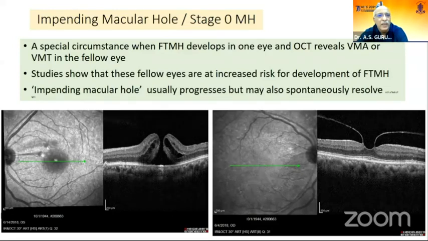Special circumstances where FTMH develops in one eye and OCT shows VMA or VMT in the fellow eye. So this is an example. The same patient which I showed as a small hole. This is the same patient who had a stage 0 or an impending macular hole in the other eye. Studies show that these fellow eyes are at increased risk for development of this macular hole, and it usually progresses, but may also spontaneously resolve in many cases.